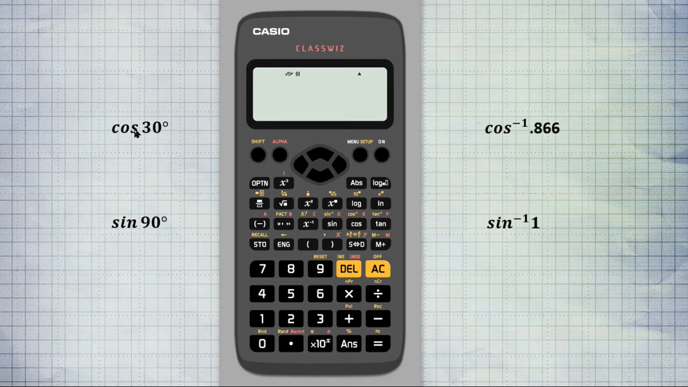So, we can find the sine or cosine of an angle as shown. We then convert the answer from scientific notation to decimal. So the cosine of a 30-degree angle is 0.866. Next, we obtain the sine of a 90-degree angle. In this instance, the answer is 1.